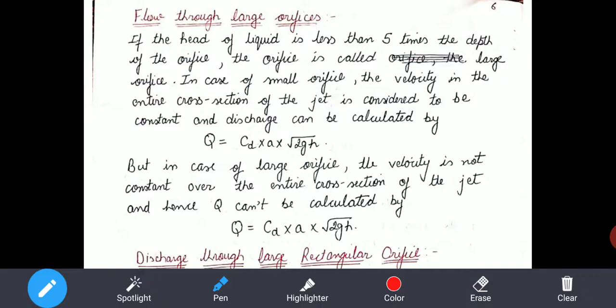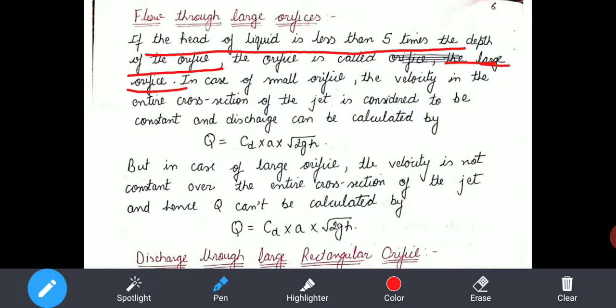What I told you is that the difference between small orifices and large orifices is that when the head of the liquid is more than 5 times the depth of the orifice, it is called a small orifice. And if it is less than 5 times the depth of the orifice, it is called a large orifice. Today we are going to start flow through large orifices. Once again, if the head of the liquid is less than 5 times the depth of the orifice, then it is called a large orifice.